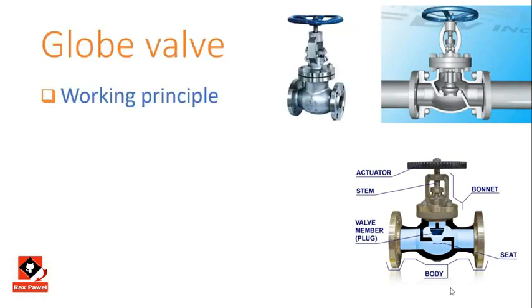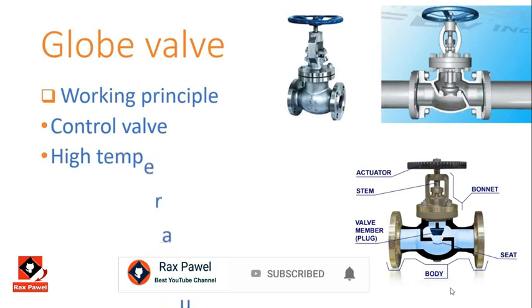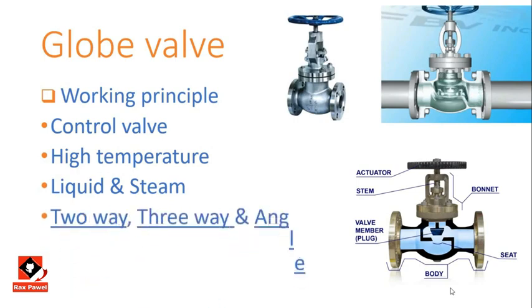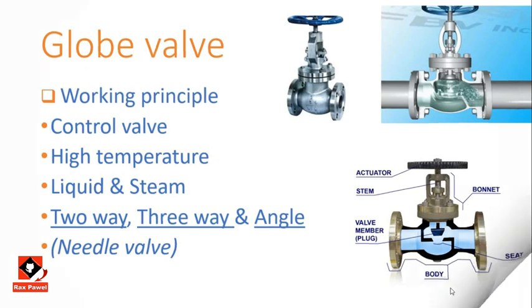Globe valve working principles. Its stem is connected to a plug or disc which is moved perpendicular to the seat. Globe valve is common for throttling purposes, controlling high temperature applications, but can also be used as a shut-off valve. It is used for both liquids and gases. There are three types such as two-way, three-way and angle globe valves. And needle valve works on the same principle, it uses a needle instead of the globe.